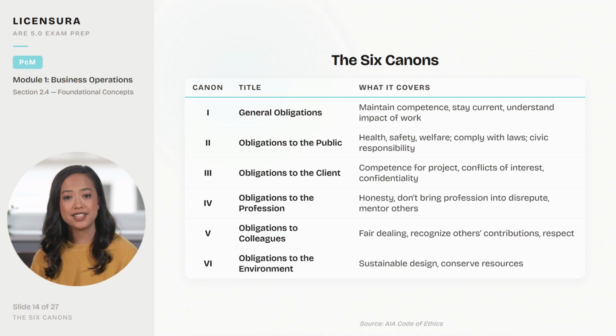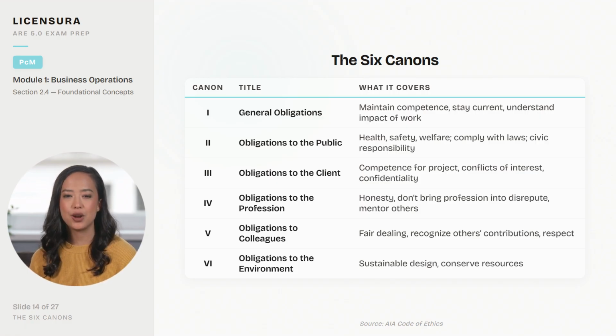There are 6 canons in the AIA Code of Ethics, and you need to know them well. Not just what each one covers, but how they rank when they conflict with each other. That's exactly how the exam tests them. They'll give you a scenario where 2 canons pull in different directions and ask you which one wins. Let's go through all 6.